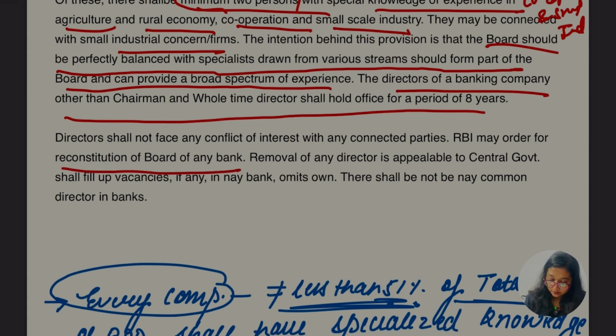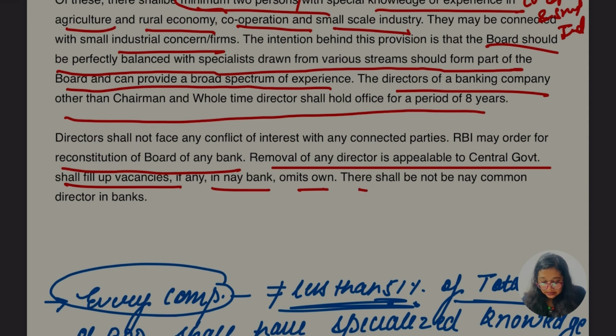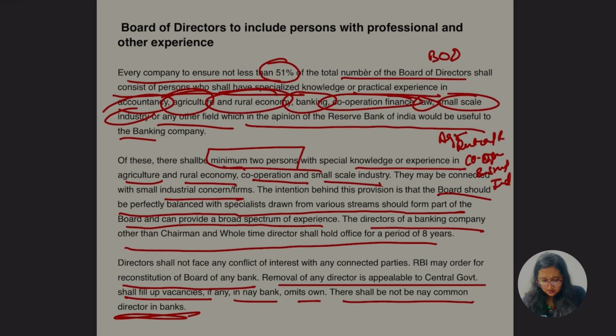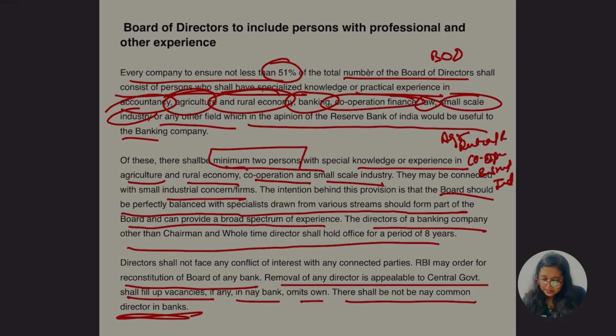RBI may order the reconstitution of the board of any bank. Removal of any director is appealable to the central government. ठीक है, which we have already read in कौन सा वाला part? वो रिजर्व बैंक वाला पार्ट है ना. Yes, okay. And vacancies shall be filled up. There shall not be common directors in the bank. Okay, तो simple बात है.